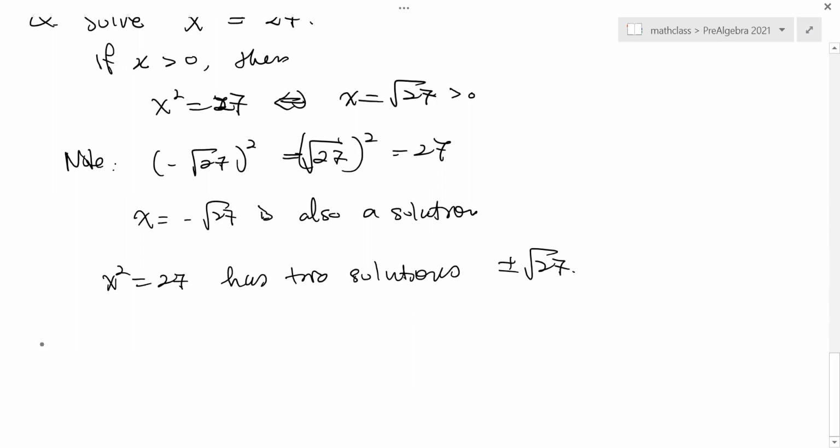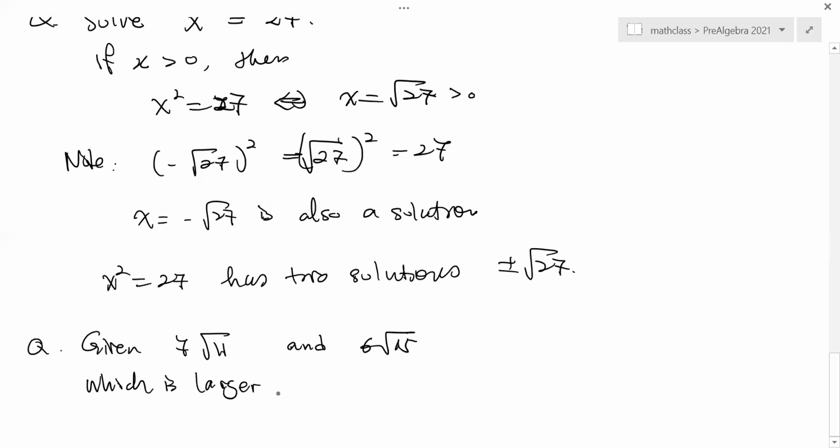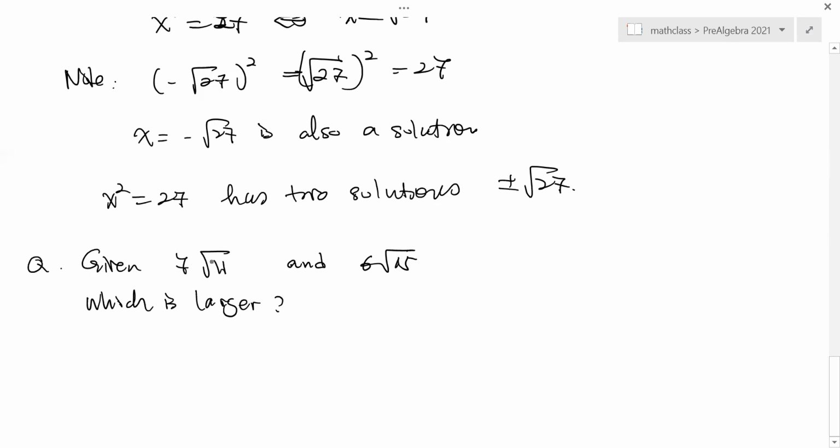All right, so take a look at the next problem. I wanted you to think about, given 7 times the square root of 11 and 6 times the square root of 15, which one is larger? Think about that.